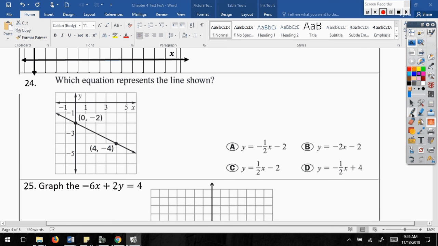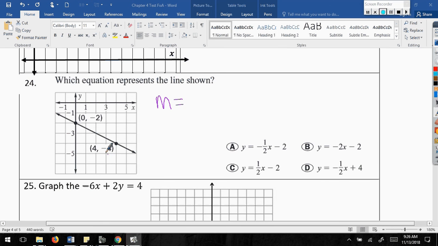Okay, number 24 asks us to write an equation of the line shown. It's asking which equation shows the line shown. So what I would do is I would come through first and find the slope between the 2 points. Negative 4 minus negative 2 divided by 4 minus 0. Same change. So I get negative 2 over 4, which is negative 1/2. Again, I can do a process of elimination on which ones I know are not the correct answer. It can't be B and it can't be C.